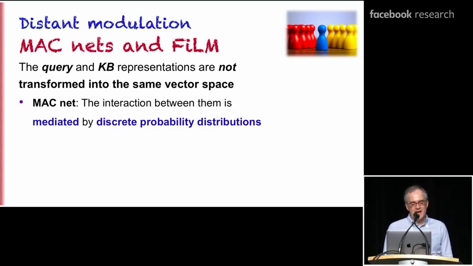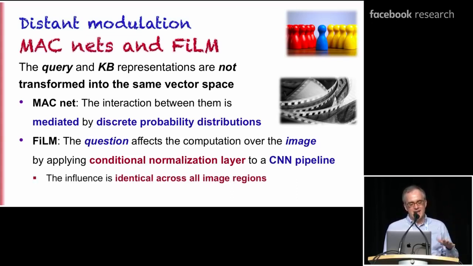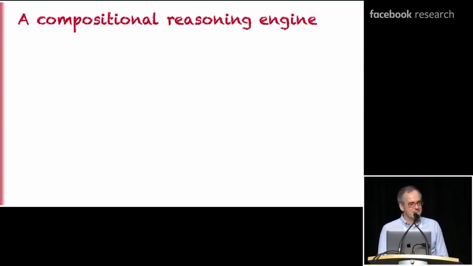And we've sort of borrowed that kind of indirect modulation. But I think we really benefit from having our close attention to the query and the knowledge base, where Phil's conditional normalization layer is kind of a global tilt which is applied identically across all image regions and doesn't allow the kind of selective behavior based on features or positions.